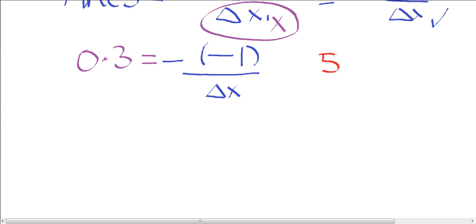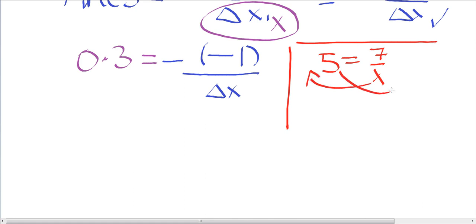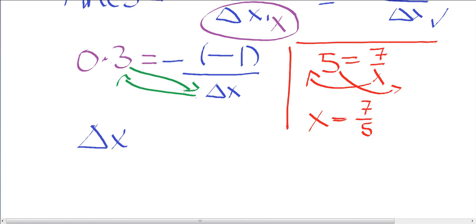If I had 5 equals 7 over x, I'm just going to go to the side of the page here. How would I solve that? I would say take the x up and take the 5 down. Do a swap. I would have x equals 7 over 5. So it's the same idea here. I'm going to swap them terms. The change in x, I'm going to swap that with that there. So I'll have the change in x equals, whoops, sorry for all the colour changes. I'll have minus 1 in the top divided by that 0.3 in the bottom.